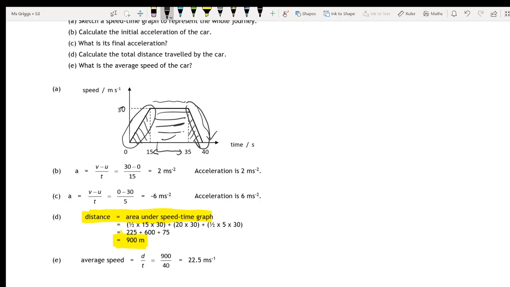And the average speed of the car is the total distance travelled divided by the total time taken. So we just worked out the total distance. Total time is the entire time from the graph, so all the way along to 40. So distance divided by time is 900 divided by 40, which is 22.5 meters per second.